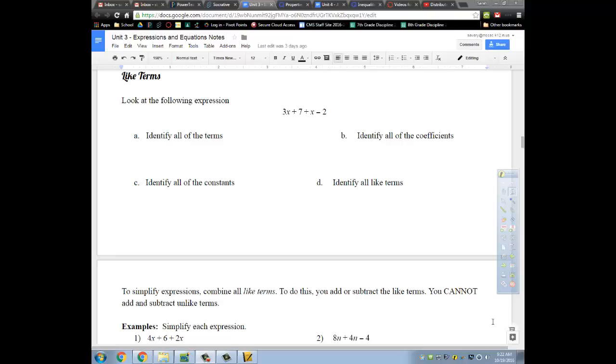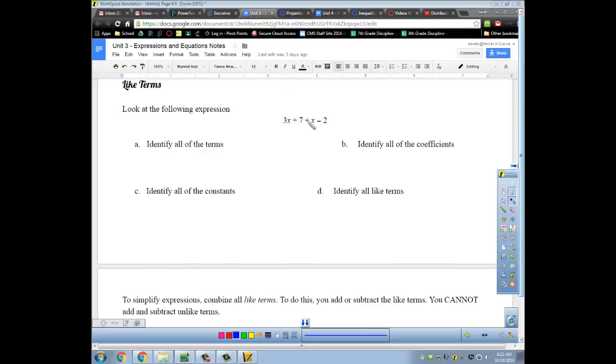Okay, here we're going to do stuff with something called like terms. Like terms are terms that look exactly the same, like they both have the same variable or they both don't have a variable. So terms are really just parts of the problem.